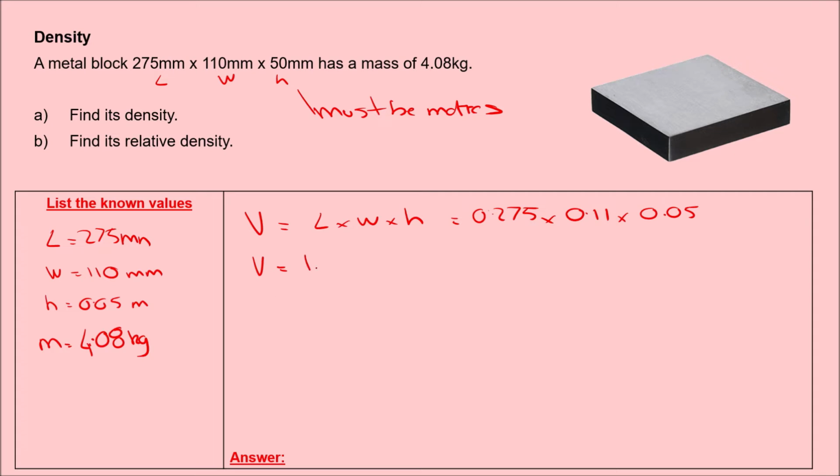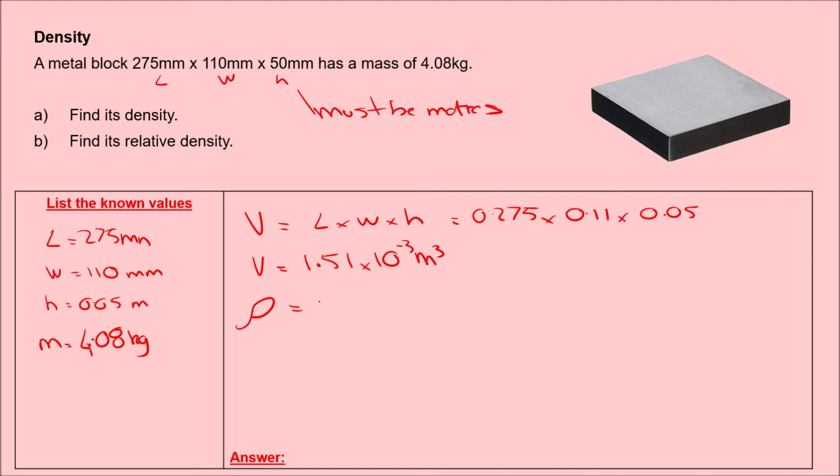And we'll get 1.51 times 10 to the minus 3 meters cubed. Alright, now the more confident amongst you will be able to take that, calculate that straight into your density calculation. So let's go ahead and we'll actually find the first part of this question.